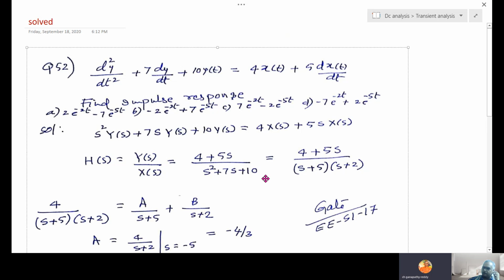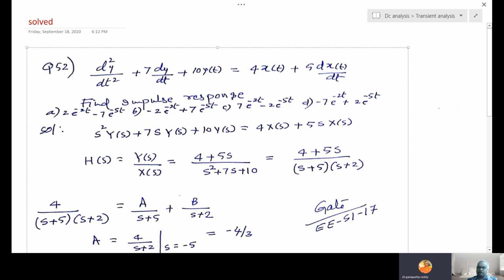Many students are afraid of transients, but after you go through all these problems, it will be easy. So what is given? A differential equation is given, and ABCD options are also given. Find the impulse response. When he's asking for the impulse response, what is x of t?